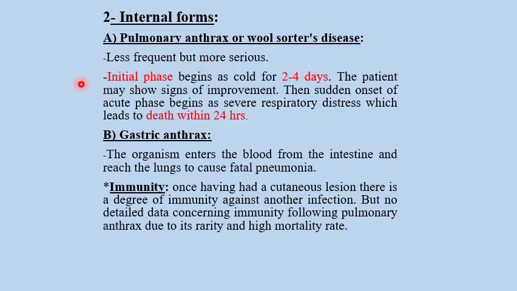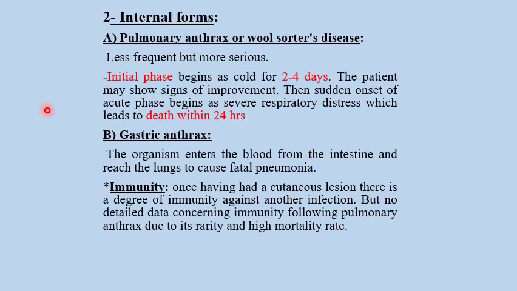The initial phase begins as a cold, as common flu, for 2 to 4 days. Then the patient shows even signs of improvement, then suddenly there is a sudden onset of the acute phase which begins as severe respiratory distress. This happens because the toxin reached the CNS, so severe respiratory distress occurs which leads to death within 24 hours.